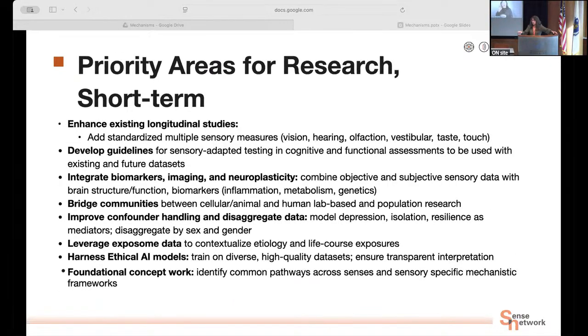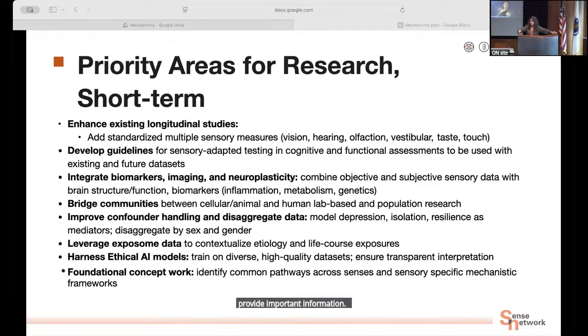Okay. What are our priorities for research in the short term? This is like an exercise in visual acuity. Okay. So enhance existing longitudinal studies. We really want to do a call out for having multiple senses represented in current studies. You can see the senses listed here. Develop guidelines for sensory adapted testing in cognitive and functional assessment. So we liked, Jennifer, your comments earlier about having cognitive measures that respect the fact that older adults present with multiple sensory deficits. How do we integrate biomarkers, imaging, neuroplasticity, combining both objective and subjective sensory data? So we think the interface between what we measure as performance and what a person perceives and experiences in their everyday life due to their sensory function, those separately provide important information.